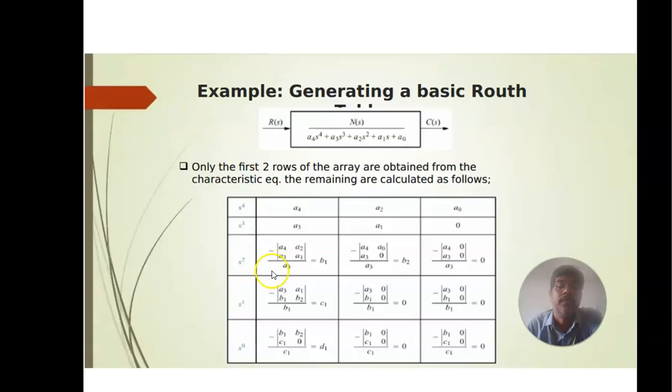For S power 2, the first value is the negative determinant of this 2 cross 2 matrix divided by the leftmost corner value A3. Then the second column value is minus the determinant of this column and this column, that 2 cross 2 matrix, divided by this value A3. From this method, we can find all the values in the Routh array.